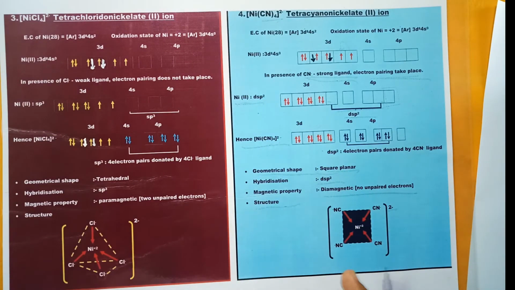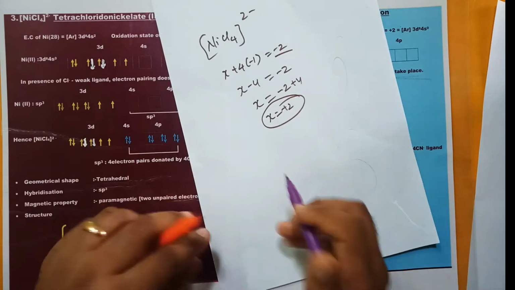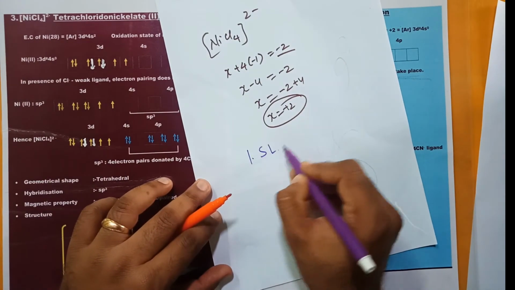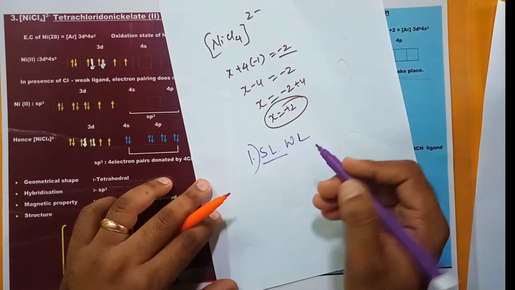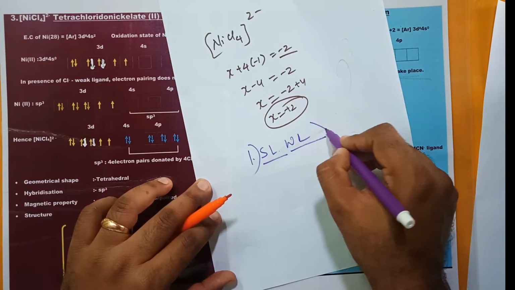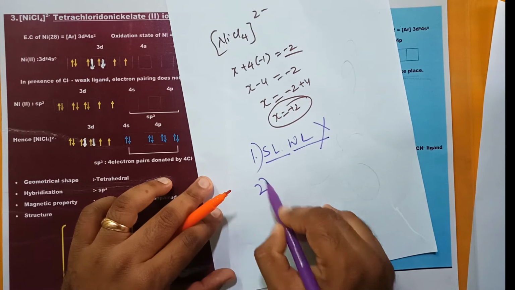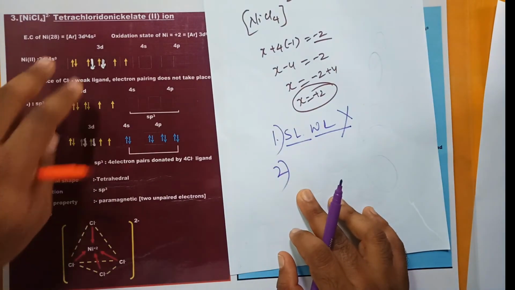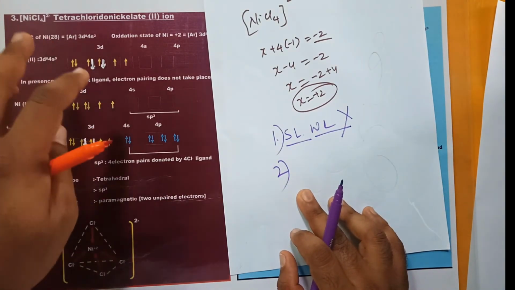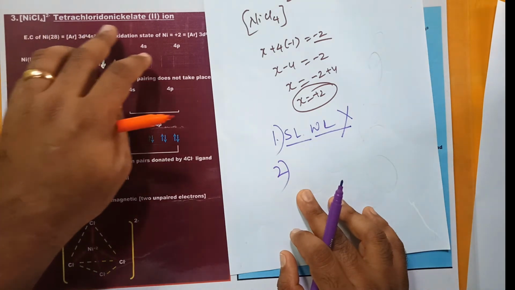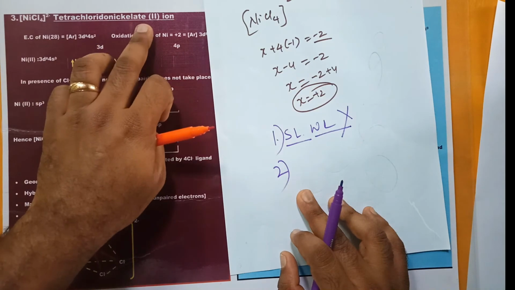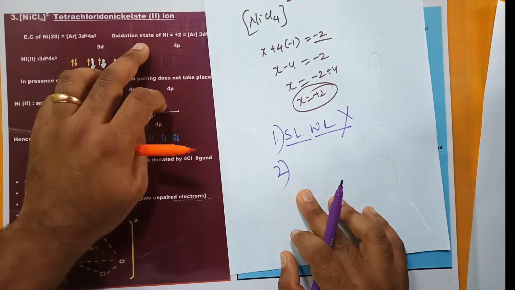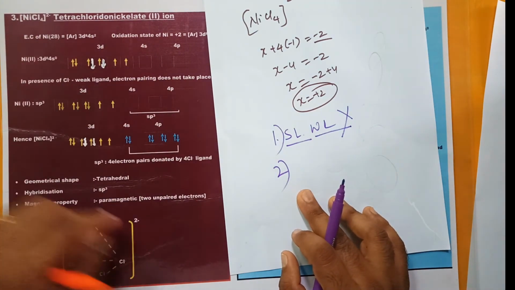So you have to keep in mind 2 points. Look here friends, the first one is strong ligand and weak ligand. In the case of a strong ligand, pairing takes place. In the case of a weak ligand, no pairing takes place. Second one, in the case of any anionic complex, we should add -ate to the name of the central metal atom, that is if it is nickel, it is nickelate, if it is cobalt, cobaltate, if it is iron, ferrate. Is it clear friends?